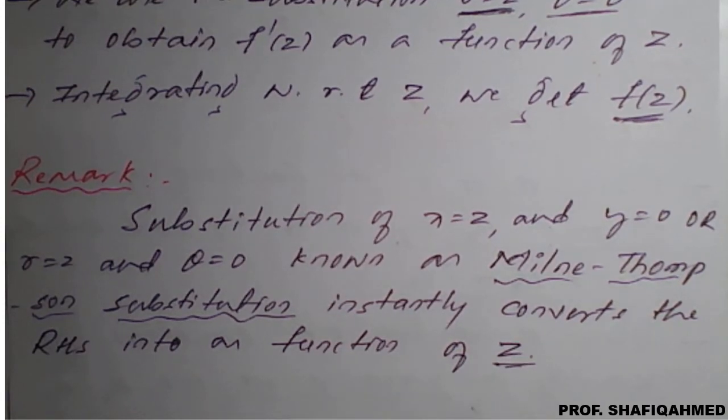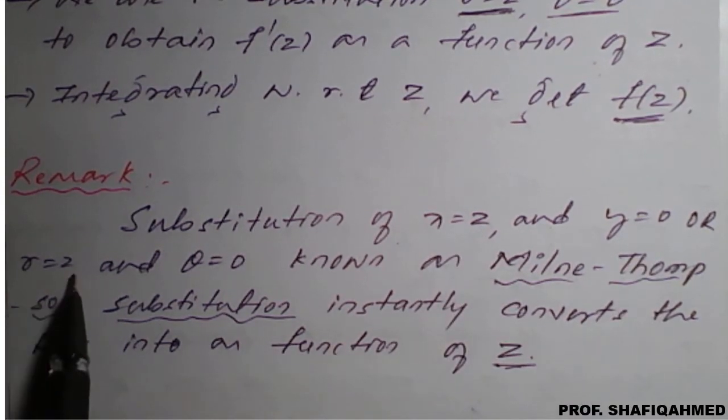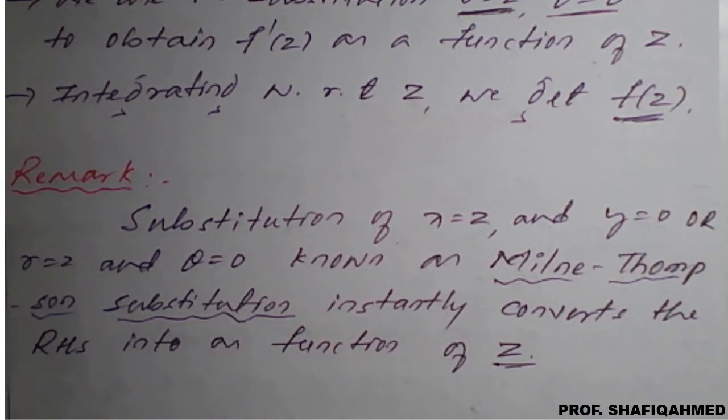So this converts the function in terms of x and y to z, or r and theta to z. The conversion we are making is putting x is equal to z, y is equal to 0, or r is equal to z and theta is equal to 0. This substitution is considered the Milne-Thomson substitution, to convert the RHS into a function of z. This is the working procedure to construct an analytic function when a real part or imaginary part is given.